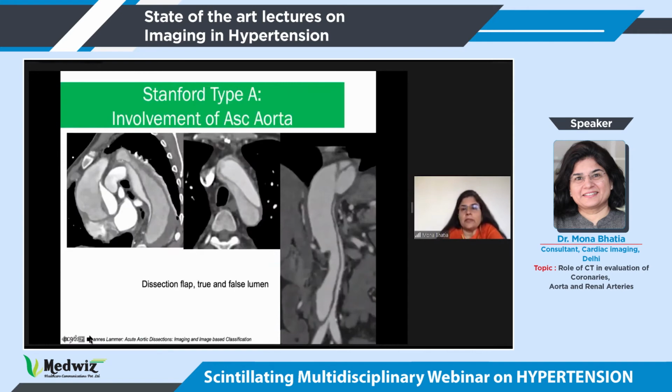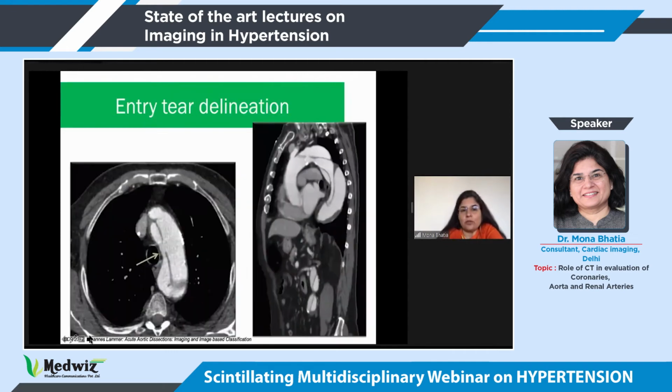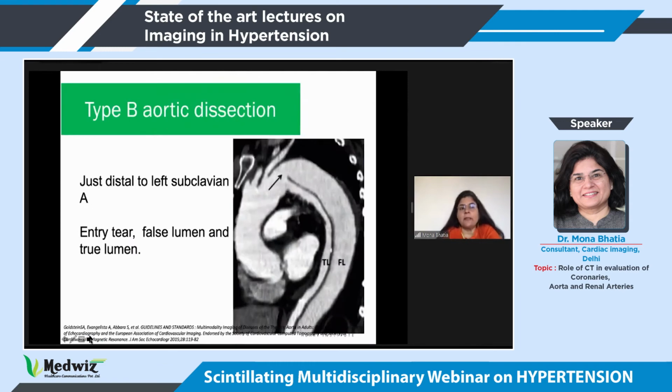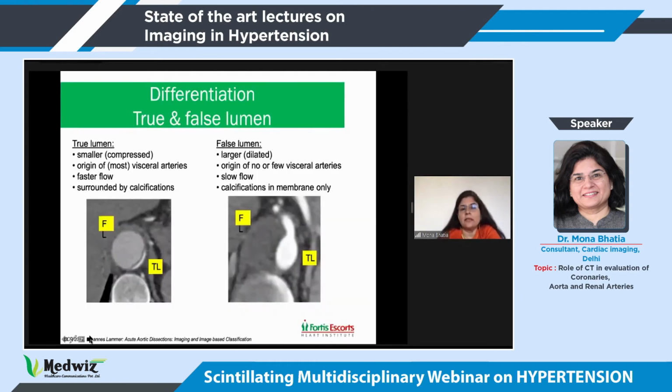Here you can see a Stanford type A, where involvement of the ascending aorta is seen. You can see the dissection flap, the true and the false lumen. The entry tear is delineated very well on CT. This is a type B dissection, where you can see it's just distal to the left subclavian. And it's also important to differentiate the true and the false lumen.